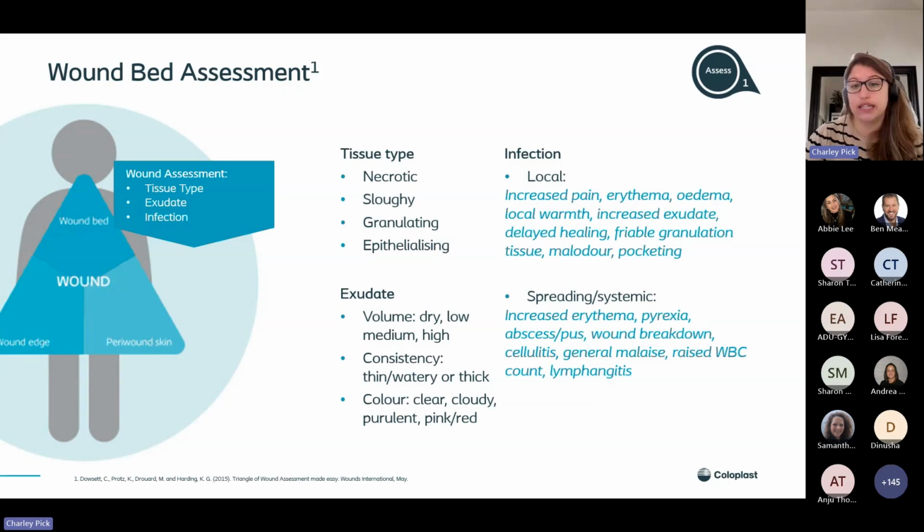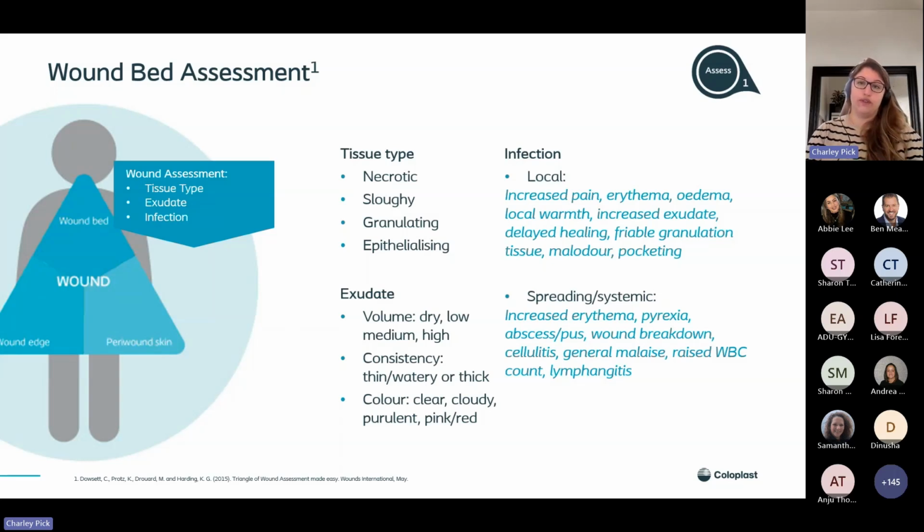Think about the consistency. Is it thin and watery and is it clear, or is it thick, purulent exudate that's like pus? Is it clear, cloudy, purulent, pink, red? That can really help you understand a little bit more about what's going on with that exudate. If it's pink or red, you know that there's perhaps been some bleed in there. If it's purulent, thick and cloudy, it could be that there's some wound infection going on there.